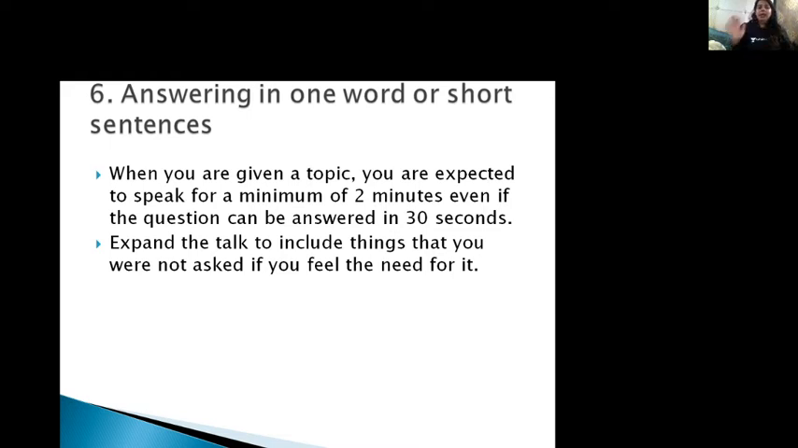Now this is a big no. When you are given a topic, you are actually expected to speak for a minimum of 2 minutes, even if the question can be answered in 30 seconds. Okay? It is your task to expand the talk, to include the things that you were not asked. Okay? And you have to speak even if you feel there is no need to tell about it. Right? So this is actually one crucial thing to be kept in mind.